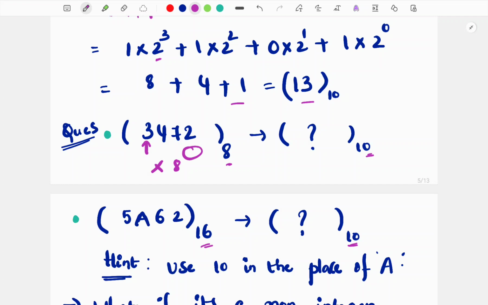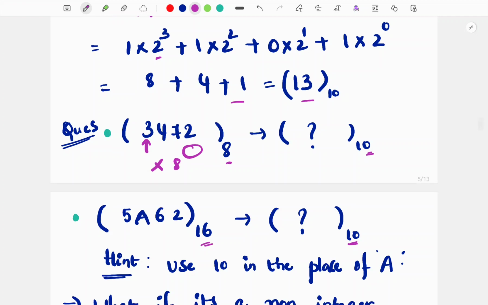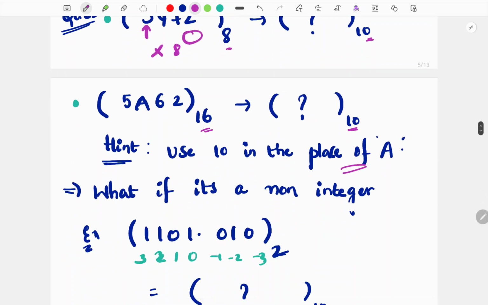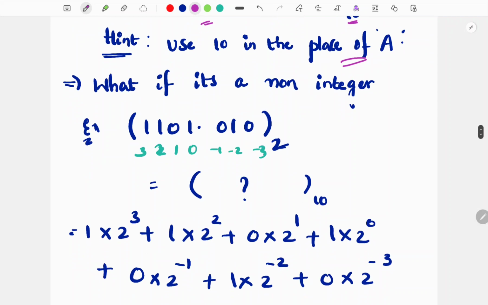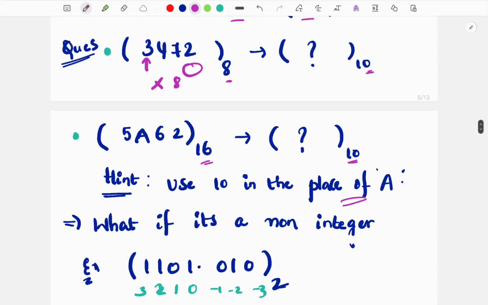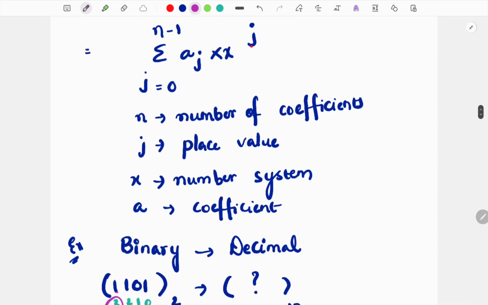Similarly, this is the hint I have given. You can do this. Similarly, here multiply the coefficients with the base 16 and its power. Here in the place of A, we need to use 10. As I mentioned before, A represents 10.